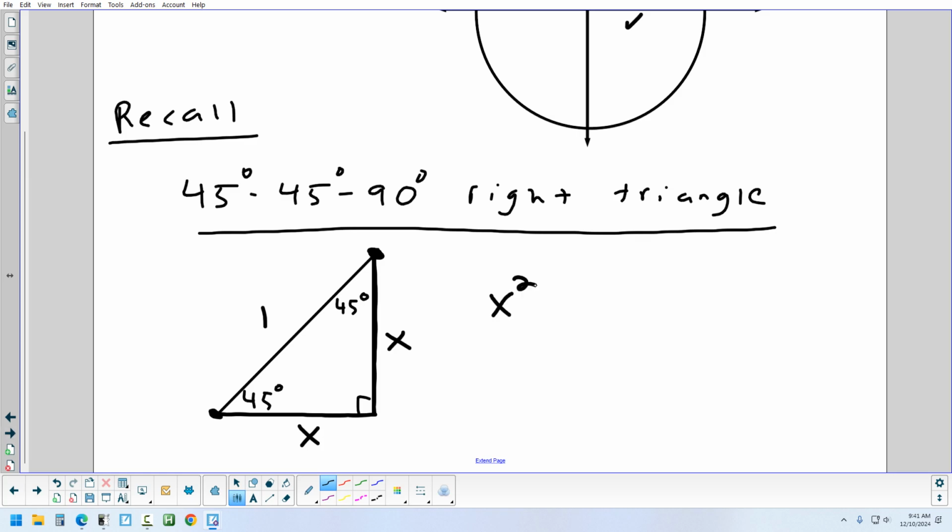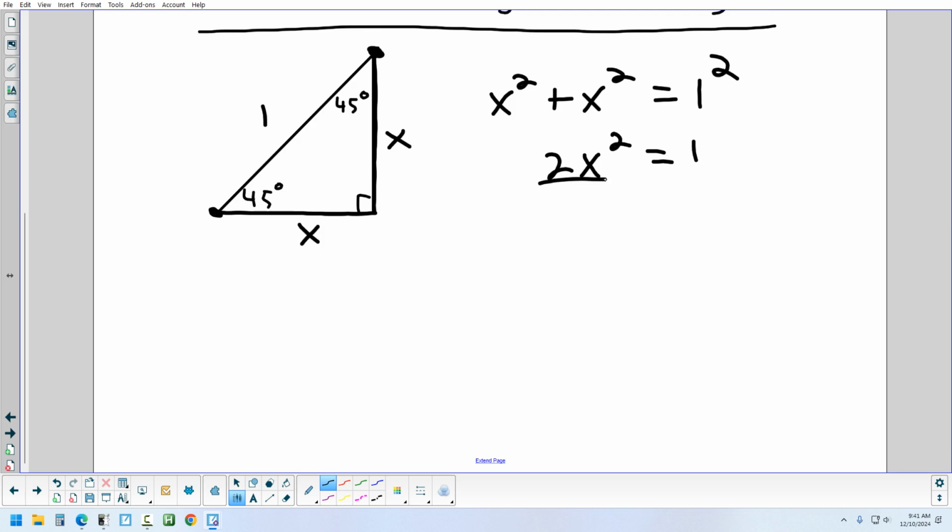So leg squared, hypotenuse squared. What's x squared plus x squared? Yeah, 2x squared. And now get x by itself. So divide by 2. X squared equals a half. But I want x, not x squared. So how do I get rid of that exponent of 2 on the x? Square root it.